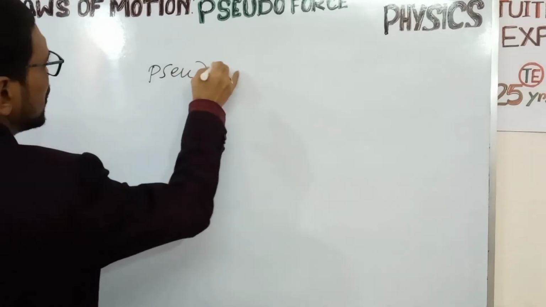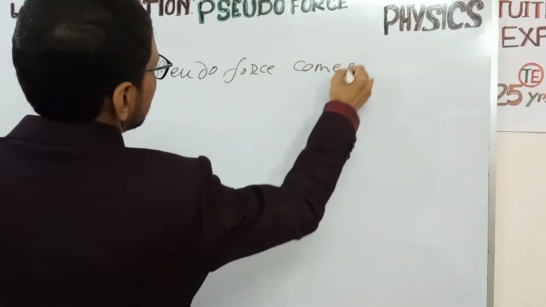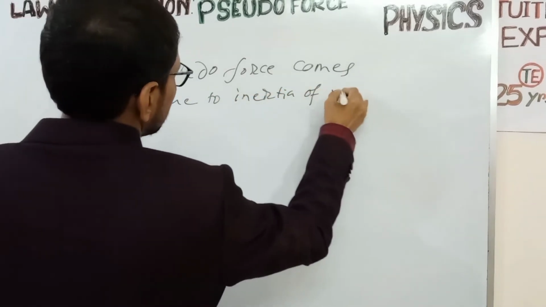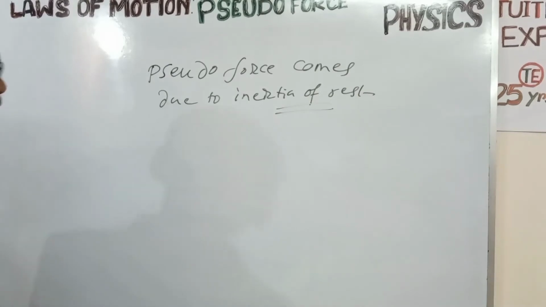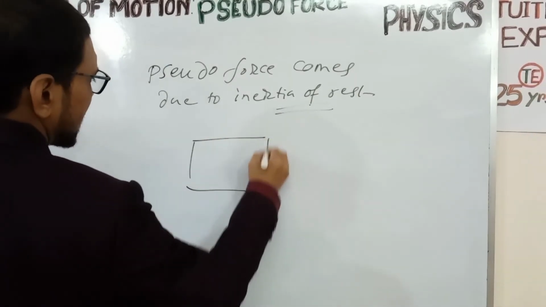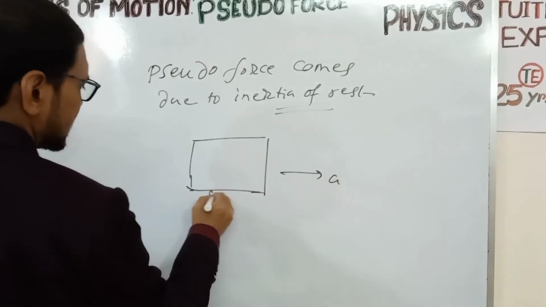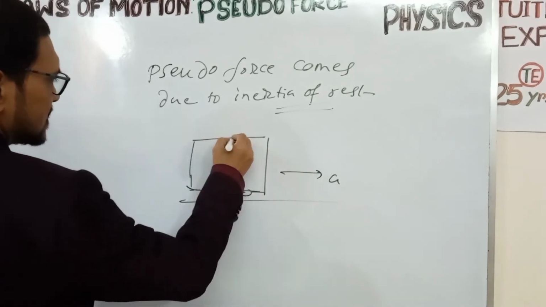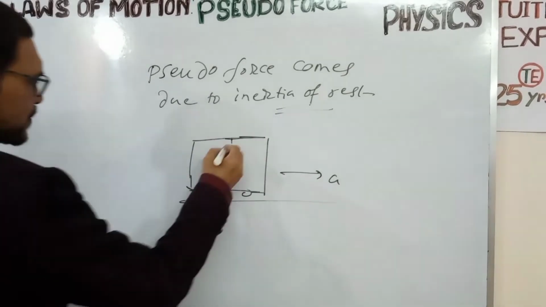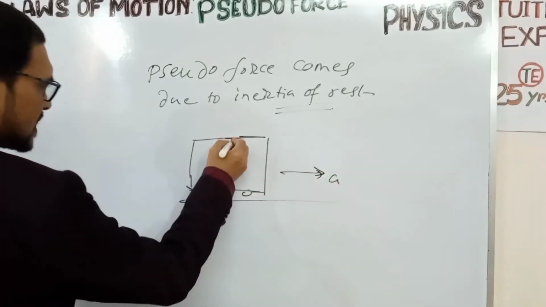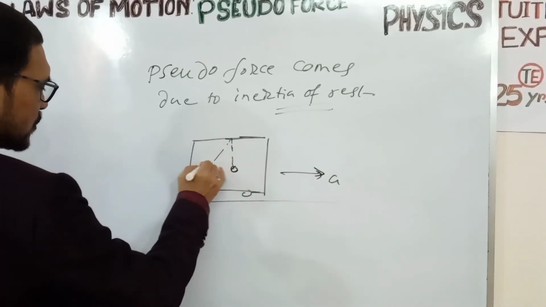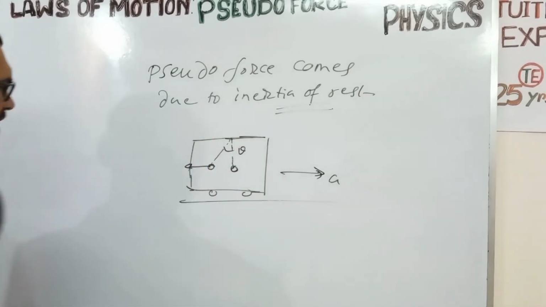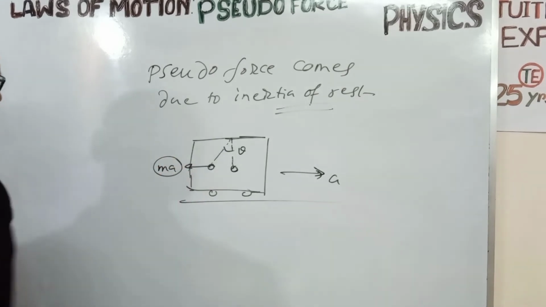What is pseudo force? It comes due to inertia of rest. Due to inertia of rest, pseudo force is produced. Example: suppose a car moves with an acceleration a. Now a light body is suspended from the roof of the car by a string. When the car accelerates, this light body leans in the opposite direction and makes an angle theta. This is produced by the pseudo force.